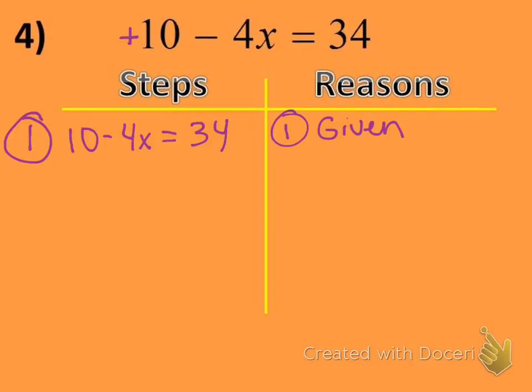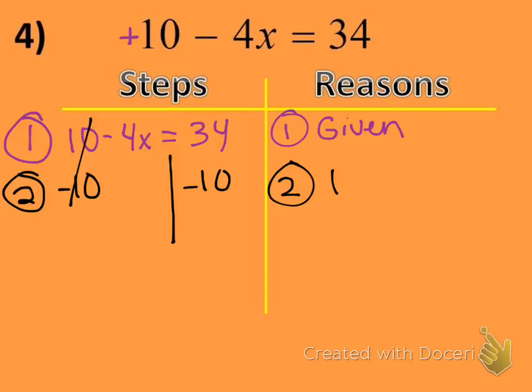All right, so what do I want to do first? That 4 is being multiplied. We don't start with multiplication. What do we do? Subtract 10. Yes, I need to subtract 10 from both sides. And the reason I'm doing that is we're undoing the plus 10 that's in the front. Even though you don't see a plus sign in the original problem, we know this is like adding 10 because it's positive.